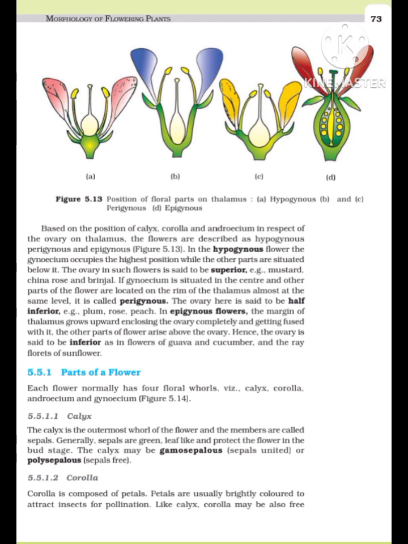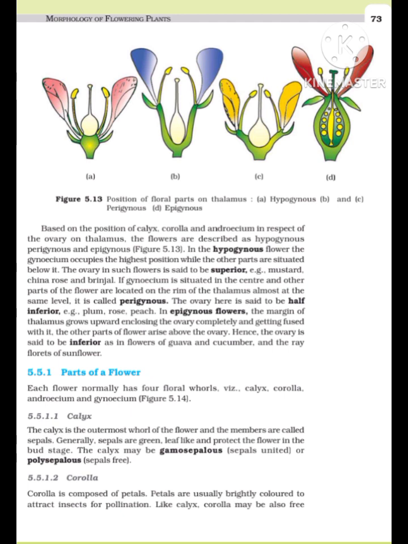Figure 5.13. In the hypogynous flower, the gynoecium occupies the highest position while the other parts are situated below it. The ovary in such flowers is said to be superior. Example: mustard, China rose and brinjal. If gynoecium is situated in the center and other parts of the flower are located on the rim of the thalamus almost at the same level, it is called perigynous. The ovary here is said to be half inferior.